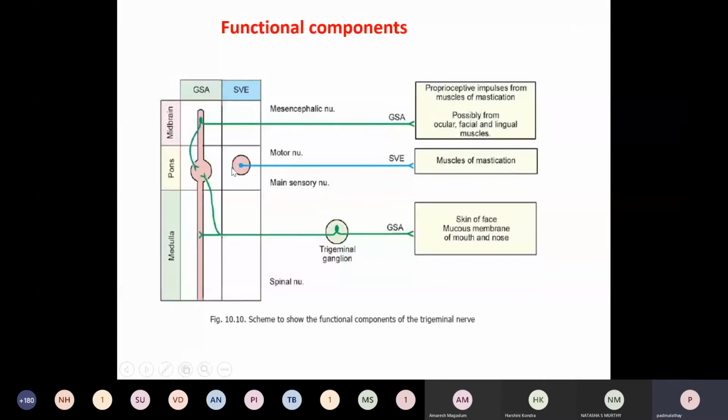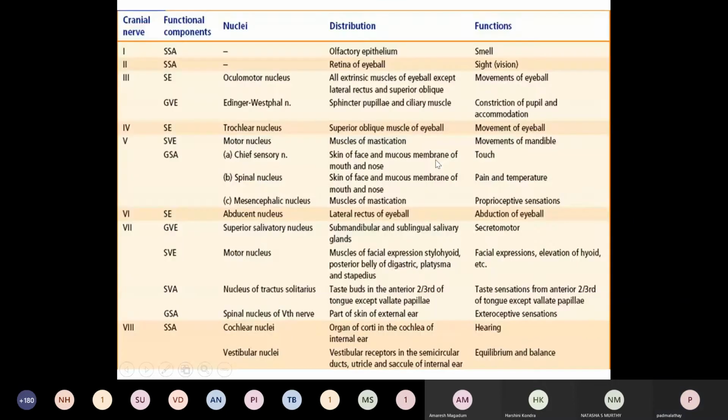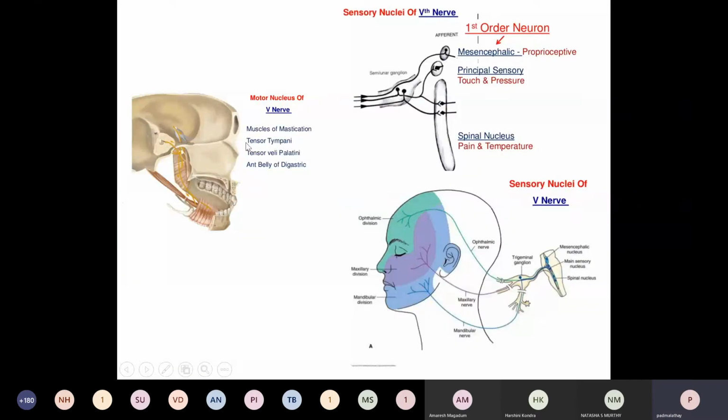The functional components of the trigeminal nerve nuclei present in this section: there is a sensory nucleus and there is a motor nucleus, which carries the special visceral efferent fibers for the muscles of mastication. Again this is the same chart to show the trigeminal nerve. This picture shows the motor nucleus, supplying all the muscles of mastication. The spinal nucleus carries the fibers of pain and temperature. The sensory nucleus of the trigeminal nerve gives sensation to the skin of the face.